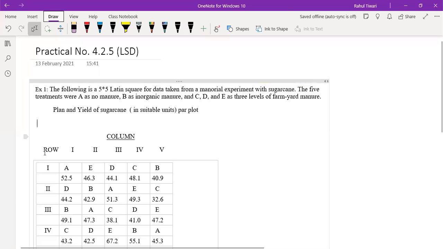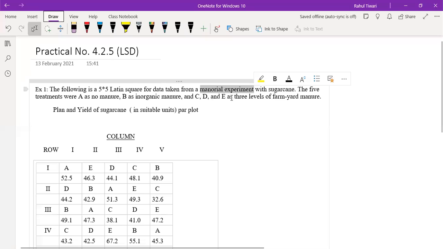So we have here a 5 cross 5 Latin square design, that is 5 rows and 5 columns for the data given below. And from the manure experiment, I was talking, a manure experiment is something where you want to check whether it contains organic manure and inorganic manure, and what is the use, that basically when you want to check whether there is growth in the plants or not. In that case we always go for the manure experiments.